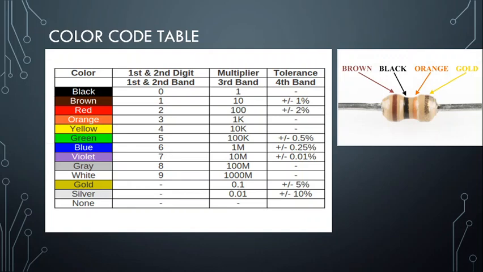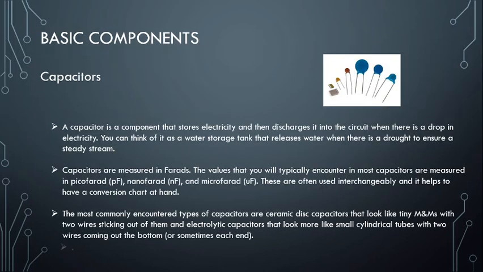Our next component is the capacitor. A capacitor is a component that stores electricity and then discharges it into the circuit. When there is a drop in electricity, you can think of it as a water storage tank that releases water when there is a drought to ensure a steady stream.